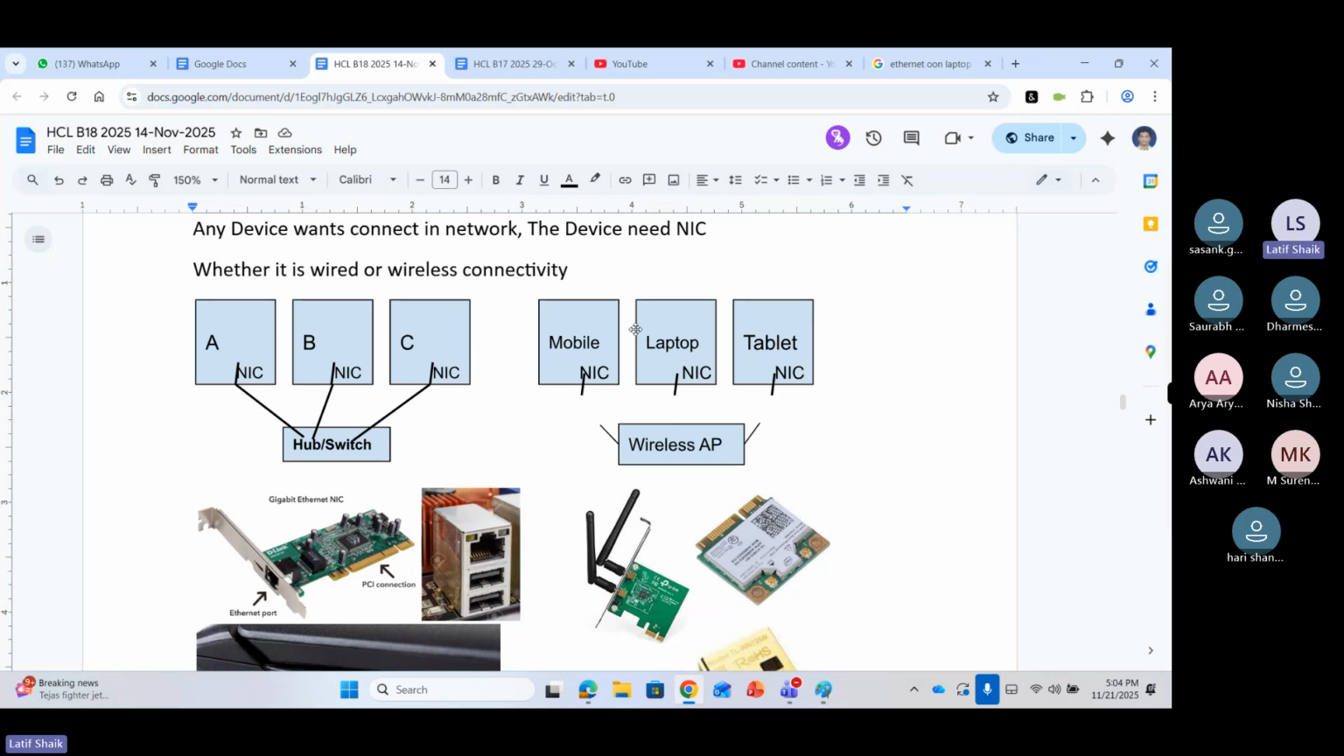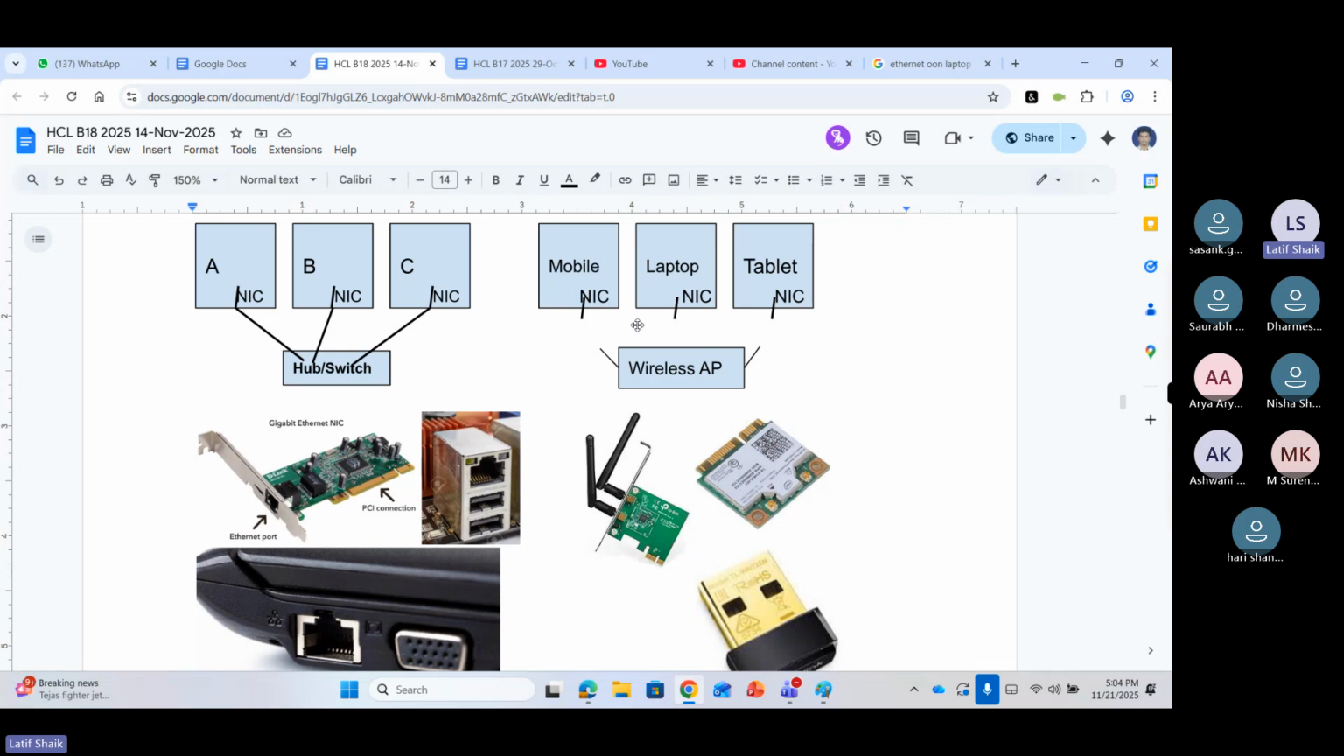Next is wireless NICs. For devices you want to connect wirelessly, like your mobile phone, laptops, desktops, and tablets, certain devices like mobile phones, tablets, and smart TVs have an integrated wireless NIC inside. On the mobile phone motherboard itself, the integrated NIC is there. It is definitely there. We can't see where it is located, but it is on your motherboard.